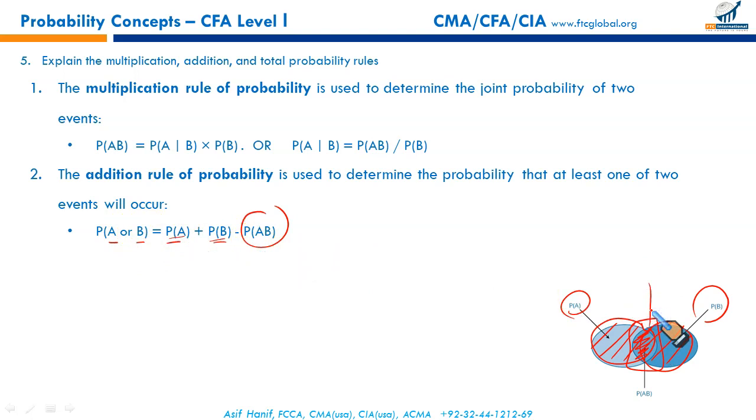This is called the addition rule of probability. If these events are mutually exclusive, say this part would be 0. It will be simply probability of A plus probability of B.